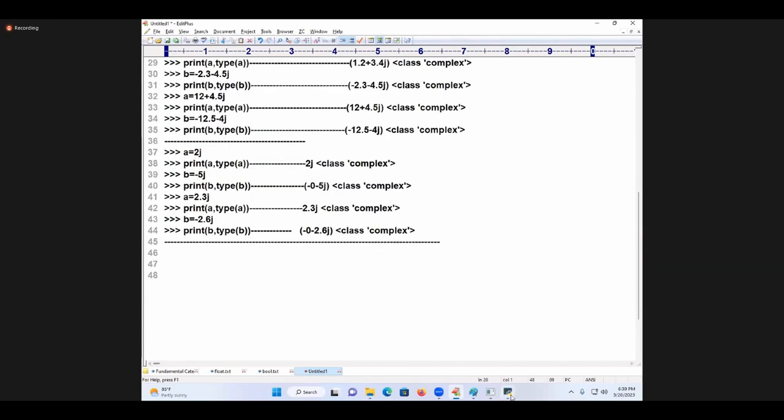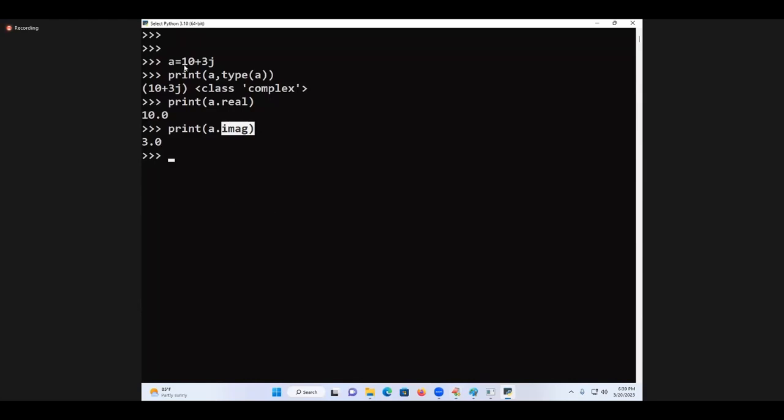What is the example I already applied? See that 10, 10.0, 3, 3.0. Actually 10 and 3 are integer data, but they are internally treated as float type. Good. B is equal to 2.5 plus 4.6J. Print of B comma type of B. Got it. Now I am saying print of B dot real.